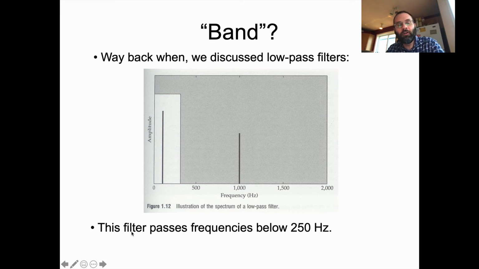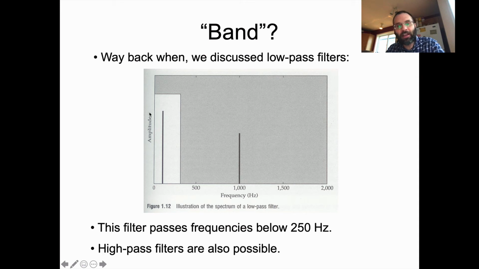This is an example of a low pass filter that filters anything above 250 hertz. So the output would include this particular sine wave component, but it would remove this one. So it gives you that kind of muffled sound, right? It's just the low frequency stuff.